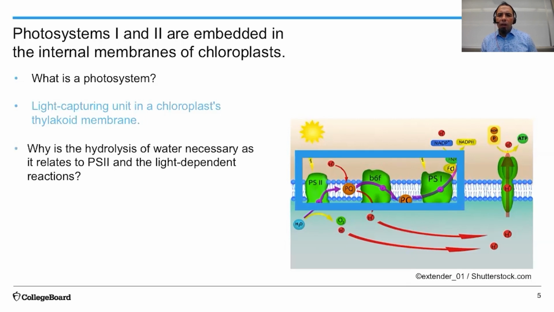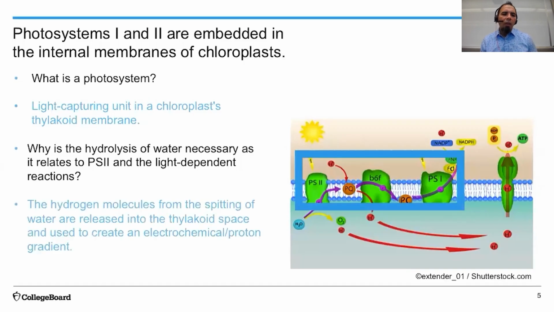And why is the hydrolysis of water, which we see underneath, necessary as it relates to photosystem 2 and the light-dependent reactions? Well, the hydrogen molecules from the splitting of that water are released into the thylakoid space, and those hydrogens are going to be used to create an electrochemical proton gradient. So often electrochemical proton gradient, if you remember, creating a concentration gradient. And so as you can see where that blue arrow just came in, there's the water, hydrolysis occurs, and we now have oxygen and those H+. The key point there, follow those H+.